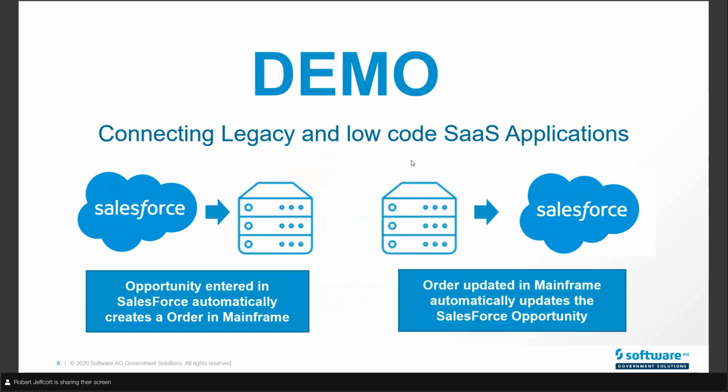Once that order has been entered in the mainframe, we're going to take on a different persona. We're going to take on that mainframe end user. We're going to update that order on the mainframe, and it's automatically then going to update the Salesforce opportunity with the appropriate information. So that's the round trip of what we are going to show you today. And with that, let's switch over to our applications.